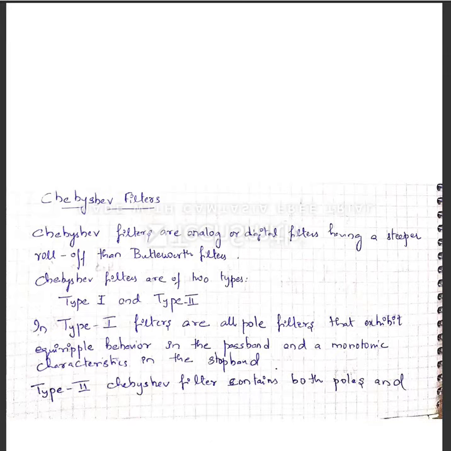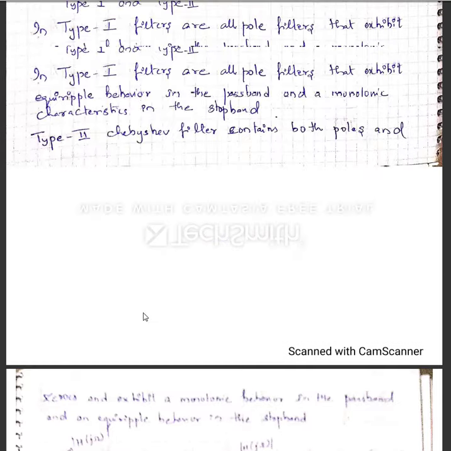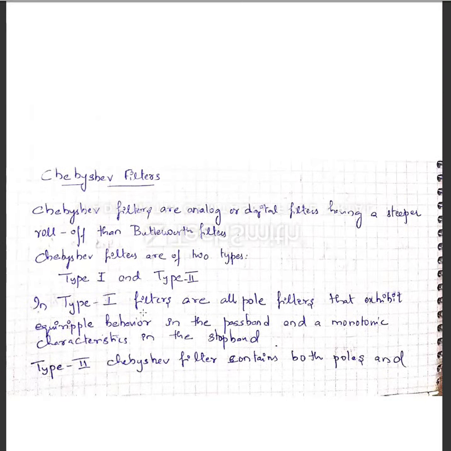Okay, we'll discuss the second filter, that is your Chebyshev filter. Now, as compared to your Butterworth filter, Chebyshev filters have a very steeper roll off. You can see that here. Also, this Chebyshev filter will have a narrow transition band as compared to the Butterworth filter.